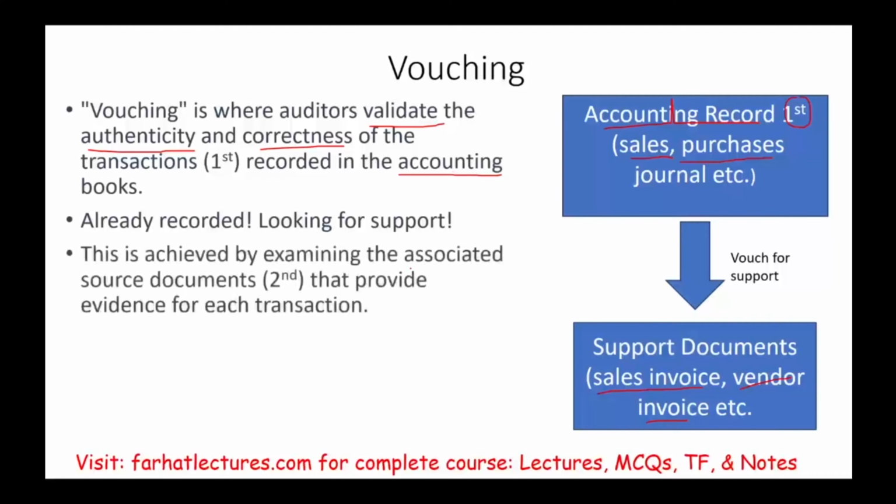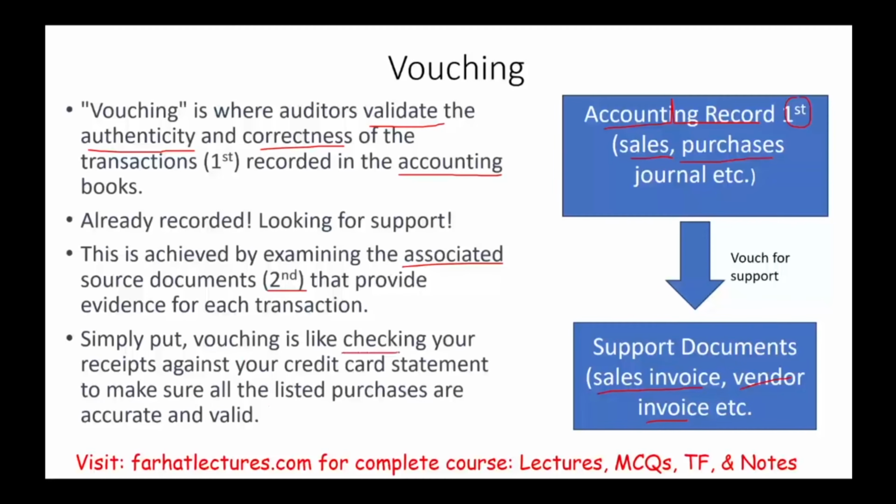And this is achieved by examining the associated source document, which is what you look at next, to provide evidence for each transaction. Simply put, vouching is like checking your receipts against your credit card statement to make sure all listed purchases are accurate and valid. So you open your credit card statement and you have a bunch of purchases on it with the dollar amount. Now what you do is say, okay, they charged me $100 here. I purchased $100 worth of goods from the supermarket. Let me check my receipts to make sure the $100 is correct.